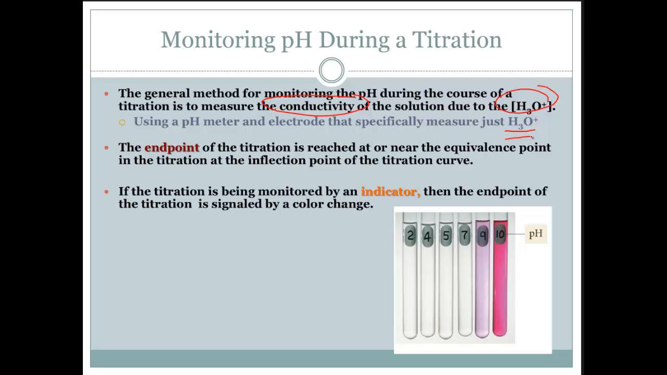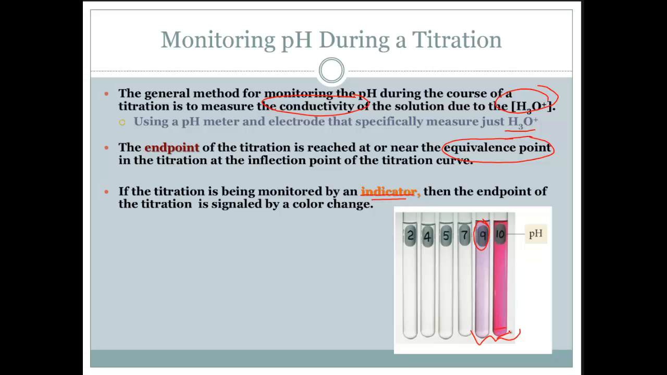The endpoint of the titration is reached at or near the equivalence point, at the inflection point of the titration curve. If a titration is being monitored by an indicator, which is what we just discussed, then the endpoint of the titration is signaled with a color change, such as this, which is phenolphthalein. Notice that once it hit 9, it changed colors, and then it became darker at 10. Once it reaches that darker color, it's not going to get any darker. It is the color that's going to remain.